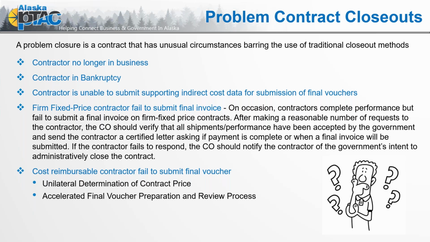The biggest bullet that I want to call out is this: the firm fixed price contractor failed to submit final invoices. It says on occasion contractors complete performance but fail to submit an invoice. And this is where, in all my years in PTAC, I probably still get half a dozen businesses a year that call because they're trying to get that final payment in. It's been multiple years since that performance was completed, a year to three years, and they say, oh hey, we found this invoice we never submitted, now we want to get it paid. Obviously, a contract from the agency perspective cannot be closed out until final payment is made, and so this sits open indefinitely.